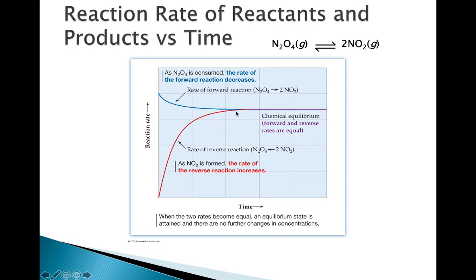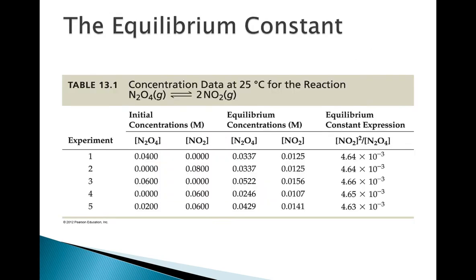And eventually this backwards reaction starts happening at the same pace as the forward one. The net result is that our rate of consumption of N2O4 is the same as its rate of production by the reverse reaction. And that's what leads to that constant concentration over time once we reach that equilibrium state.